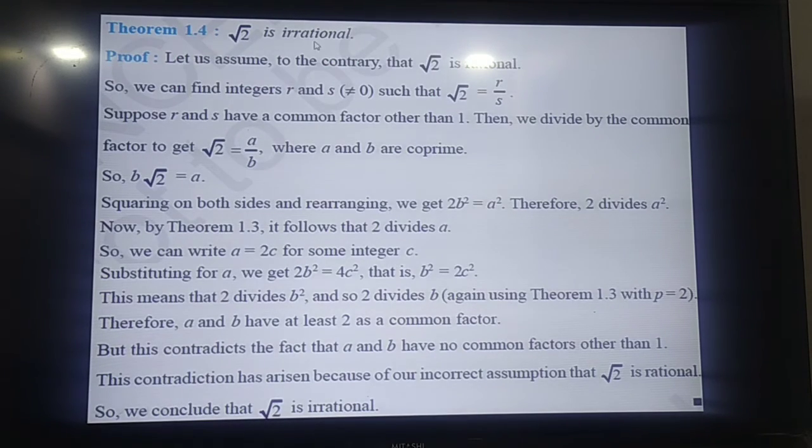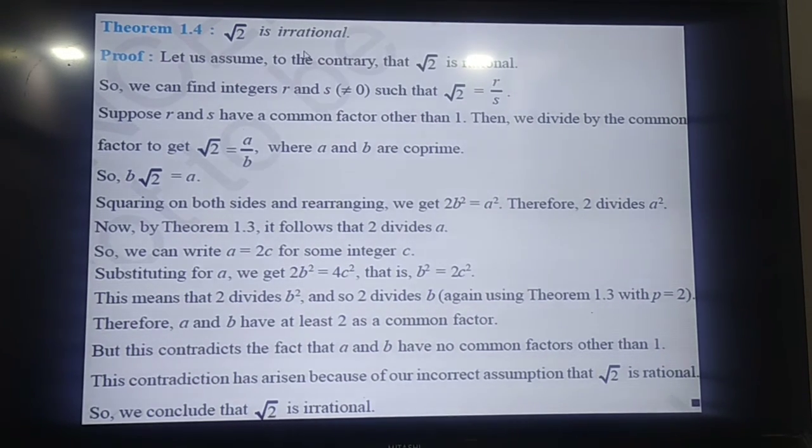Now let us prove that root 2 is not a rational number. Root 2 is not rational means we want to prove that root 2 is irrational. You know that if any number is a rational number, then it can be expressed in the form of p by q, or say r by s, where r and s are integers, and s is not equal to 0. This denominator should not be equal to 0.